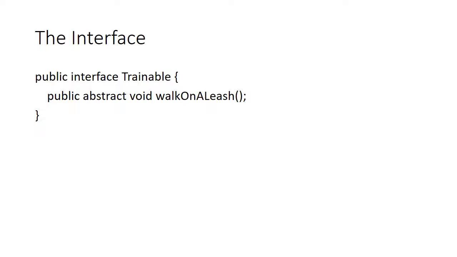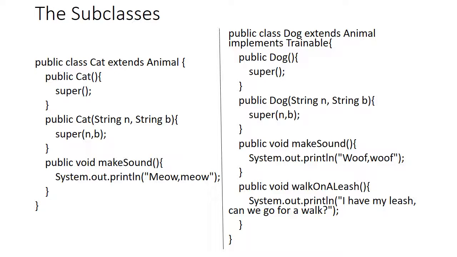The interface only says that there must be a walk on a leash method. It's called trainable, and obviously only dogs walk on a leash, so you don't have cats walking on a leash. So all we do is specify the exact method that we're going to have without writing any of the code in the interface. The cat subclass is exactly as it was in the previous example.